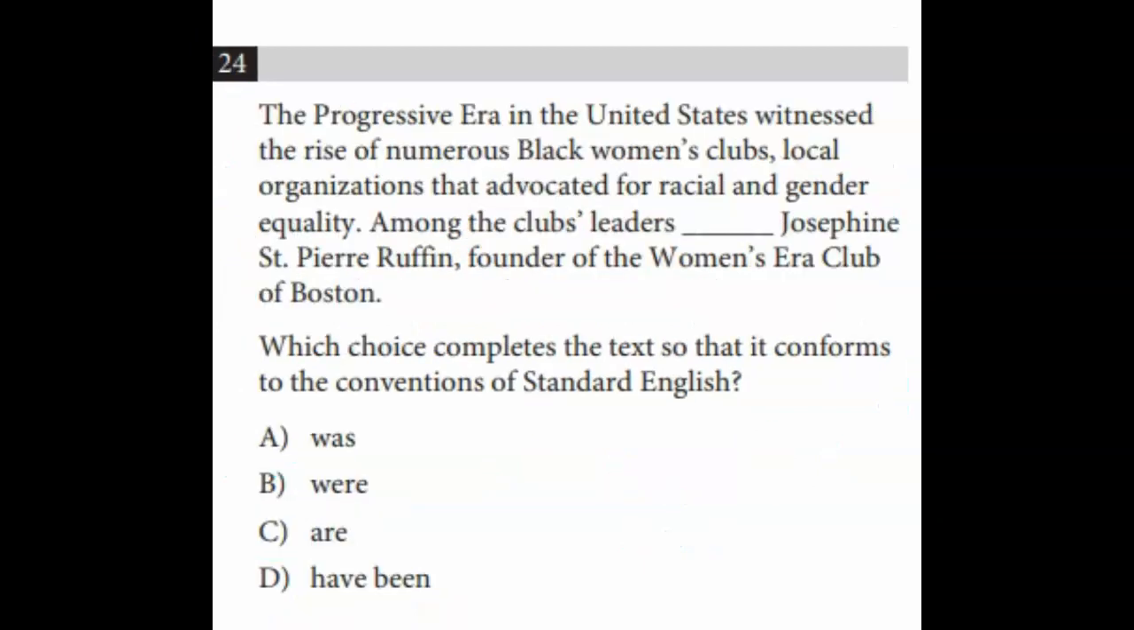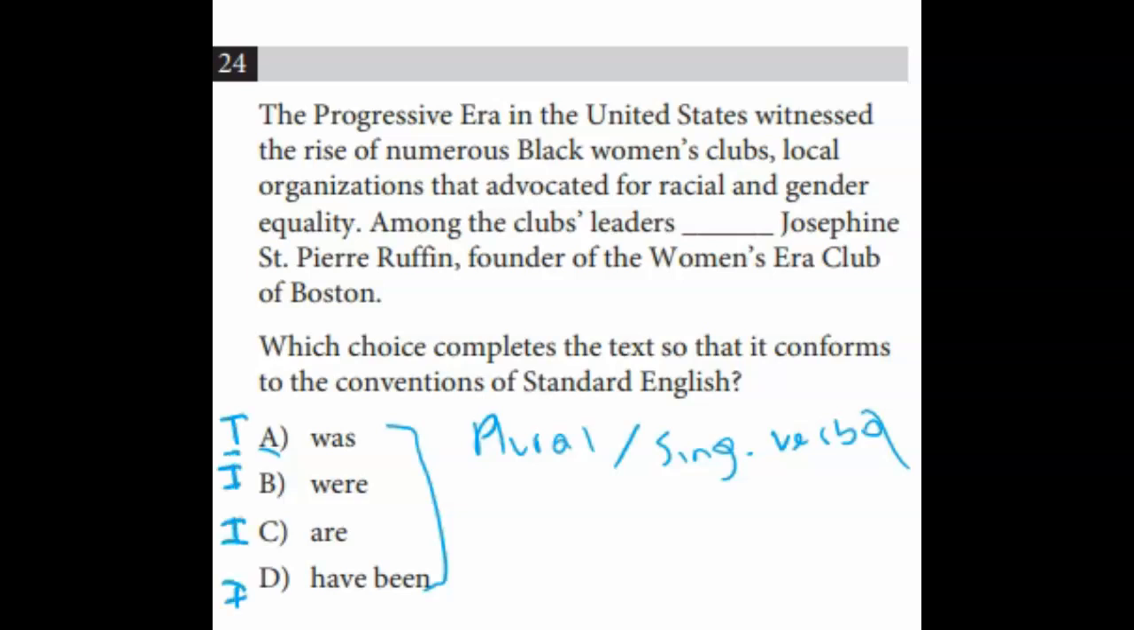All right, number 24. Number 24 is testing our grammar. And looking at the answer choices, I can see that it's a plural/singular verb question. And if I was going very, very fast, I would immediately choose A as the correct answer because I can see that if you put I in front of all of these, I was, I were, I are, I have been, you can tell that these three are plural. This is the only one that's singular. And you can do another test saying they was, they were, they are, they have been. You can see what's plural and singular as well, switching that up.